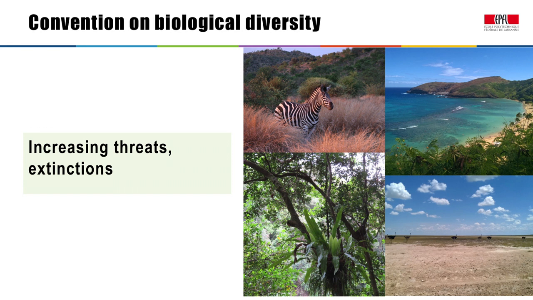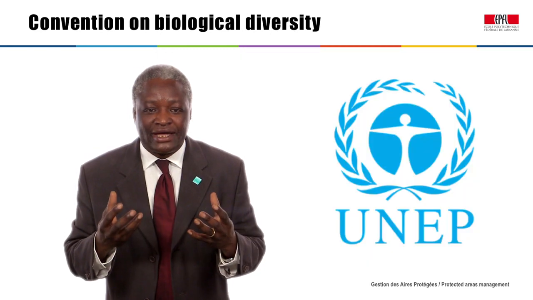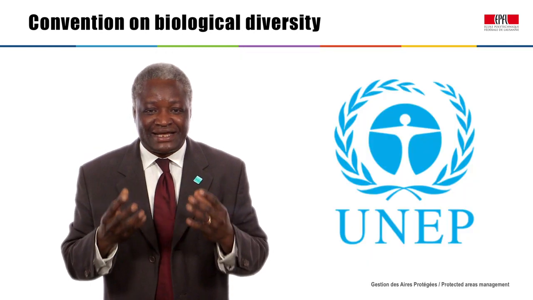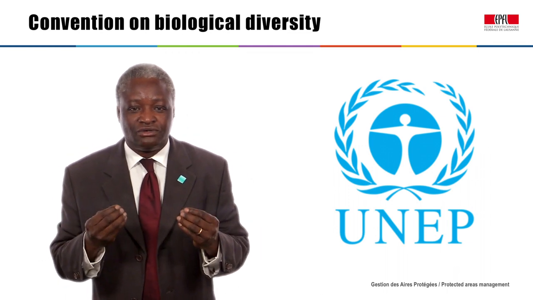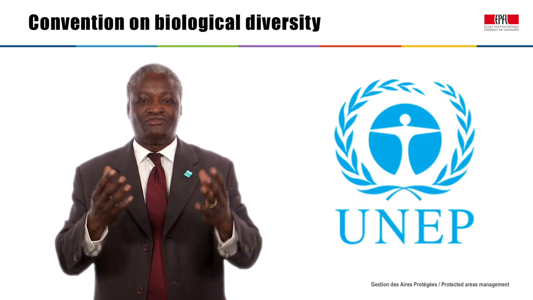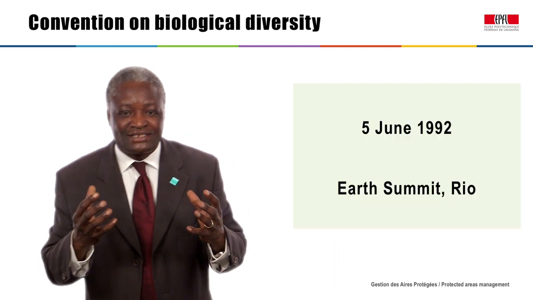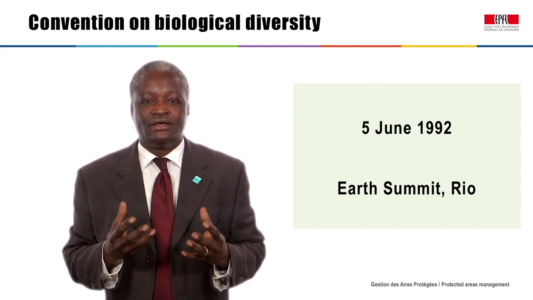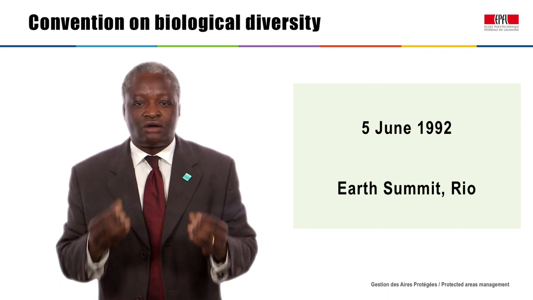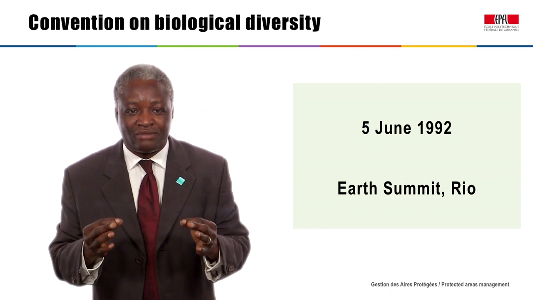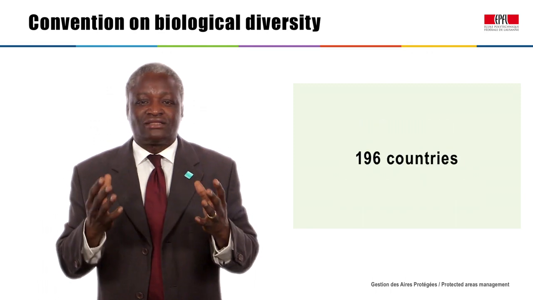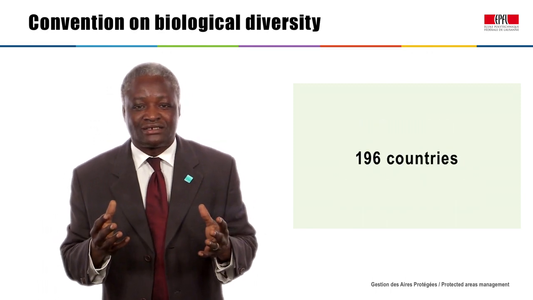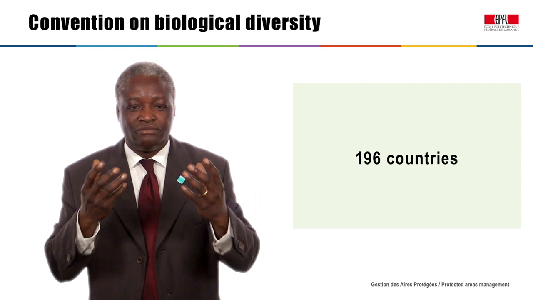In 1988, the United Nations Environment Program convened the ad hoc working group of experts on biological diversity in order to explore the creation of an international convention on biological diversity. The convention was opened for signature on 5 June 1992 during the United Nations Conference on Environment and Development, the Earth Summit of Rio. Nowadays, 196 countries are contracting parties to the Convention on Biological Diversity.